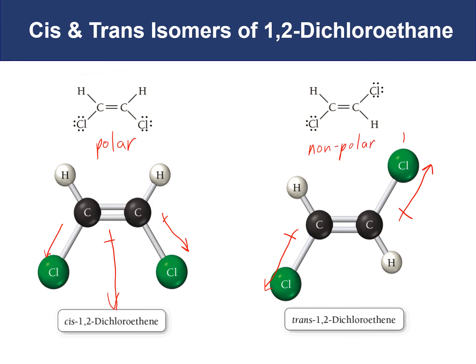So depending on where the substituents or the groups that are attached are, you could have a polar molecule or a non-polar molecule, even though it has the exact same chemical formula, depending on what the configuration is around the double bond. And because double bonds don't rotate, these two substances do not interconvert. So your cis-1,2-dichloroethene is different from your trans-1,2-dichloroethene.